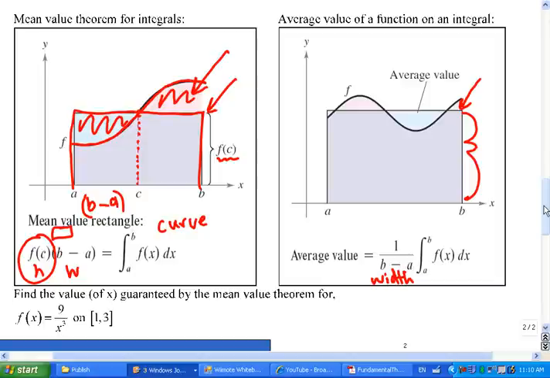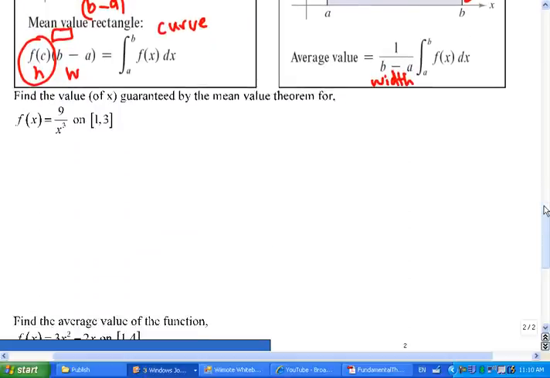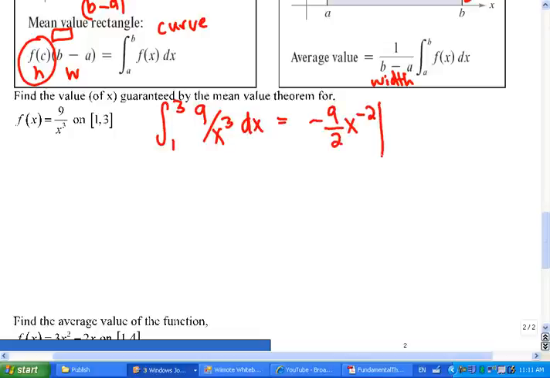So it would exist for every one of these curves. Kind of like we said with the mean value theorem, it guaranteed existence of something in the derivative. So we guarantee this value will exist, and we can find an average value as long as we can integrate it. So for this one here, I'll walk you through how that would work. First, we're going to go about this by finding the area. What we have is the integral from 1 to 3 of 9 over x cubed. That's going to be negative 9 over 2, x to the negative 2, evaluated from 1 to 3.